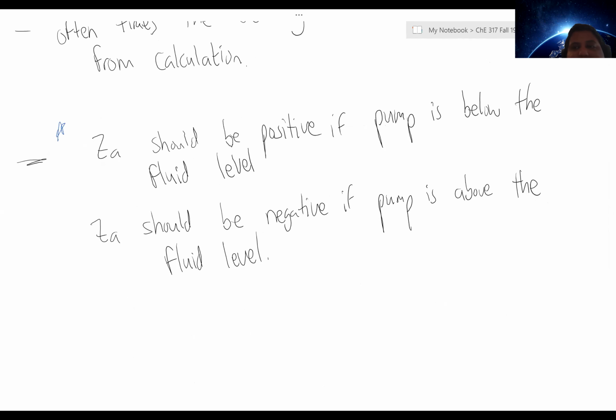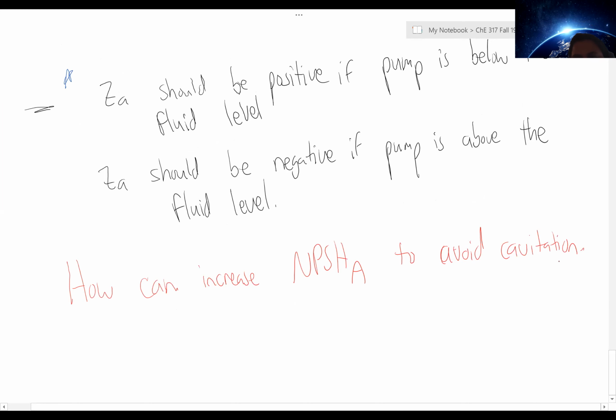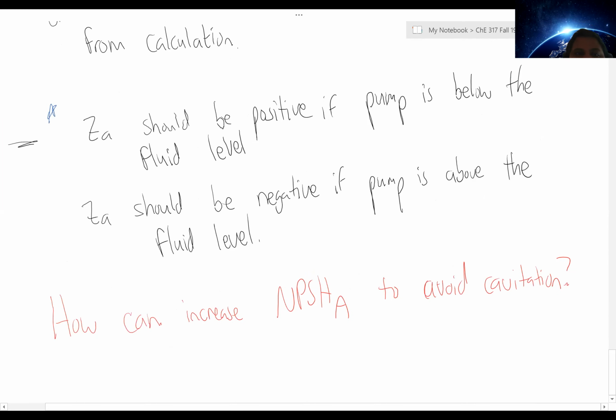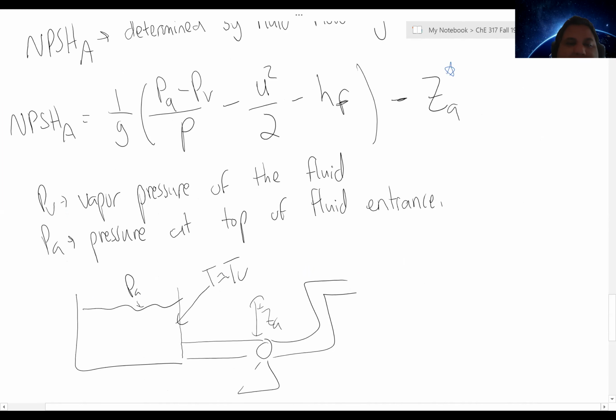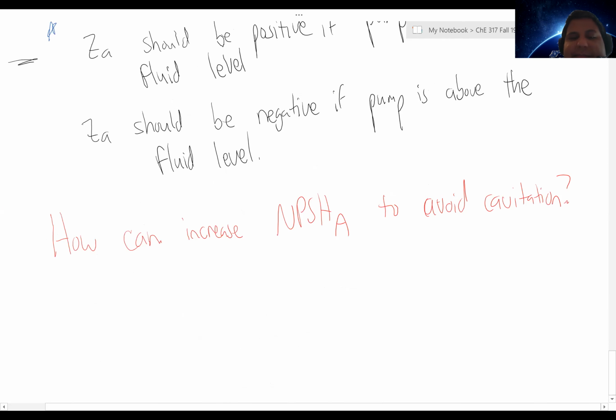All right, I think that's a good stopping point. However, I do like to leave you with questions to consider. The question I would leave you with is: how can we increase the net positive suction head available in a system to avoid cavitation? Given the expression that we have, 1 over g times the quantity P_A minus P_V over rho minus u squared over 2 minus head loss, friction loss in the suction line, minus any static head changes, what are some things we can do for a given flow system to improve the net positive suction head that is available for the pump?